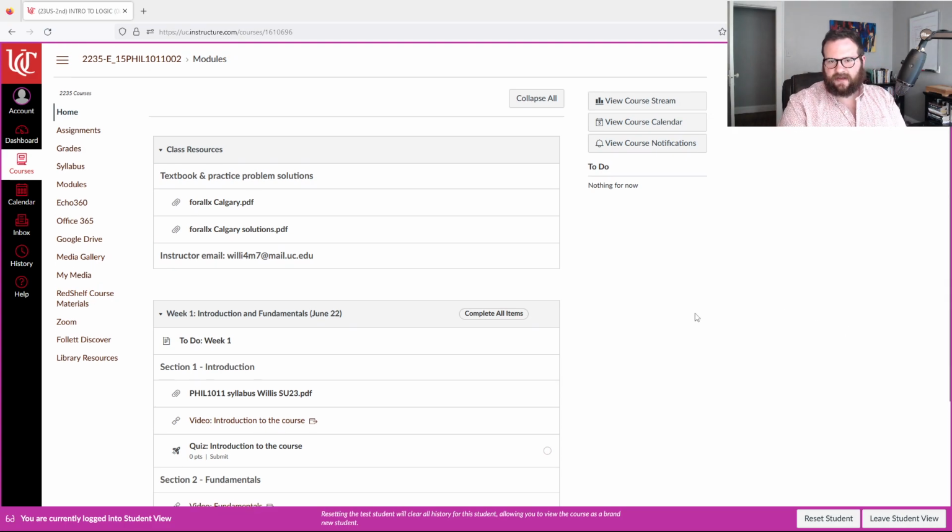You will see that our page, this is the home page, is divided up into modules. The first module will always be the same, class resources. This is where you can find our textbook PDF, as well as the solutions manual for the exercises inside the textbook. And you can find my email address here for whenever you need to contact me.